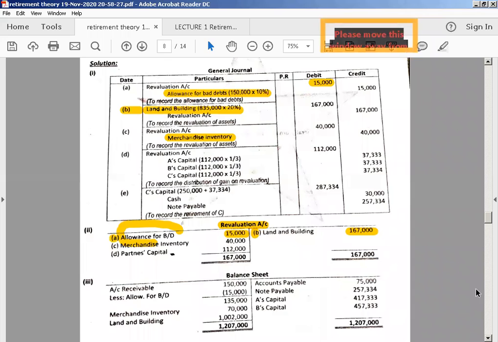Clear? Then we have the balance sheet. ठीक है, the balance sheet is not necessary for the board perspective because ये आपके syllabus में included नहीं है.